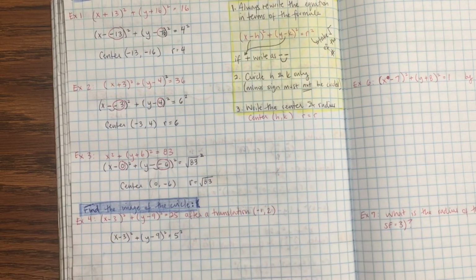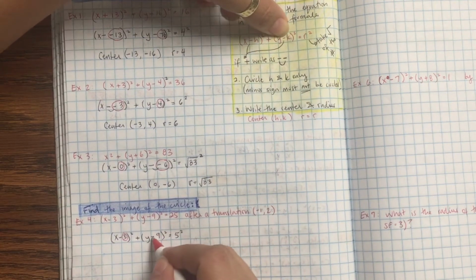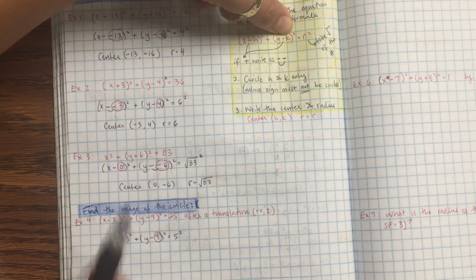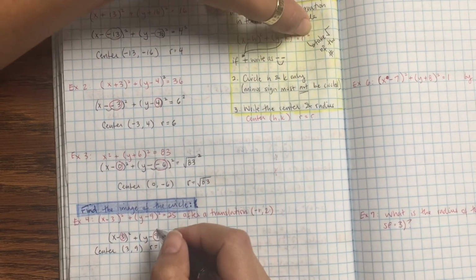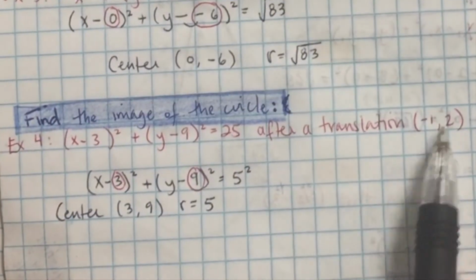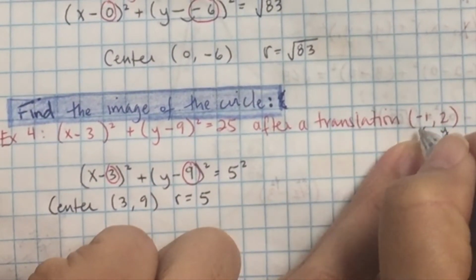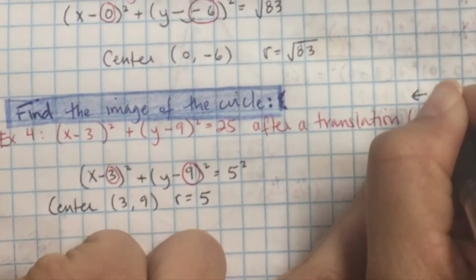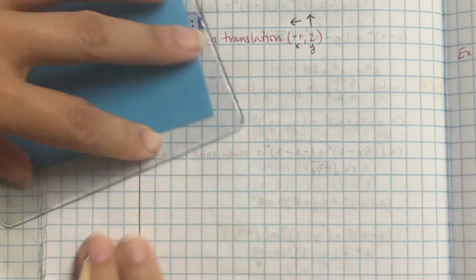Then circle h and k, so it should go x minus, then circle, y minus, then circle. So that's my center, which is 3 and 9, with my radius being 5. Once I have that, I do whatever the question is saying, the translation. So remember, what's translation? Just move it. So x and y, this is going to move it left 1, and that's going to move it up 2. And that's what I do. So I'm going to move it.